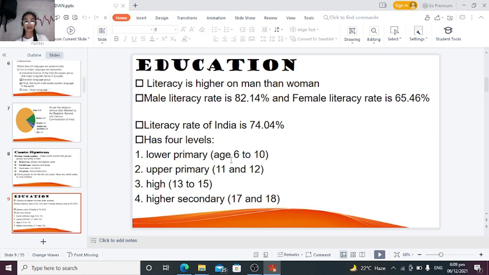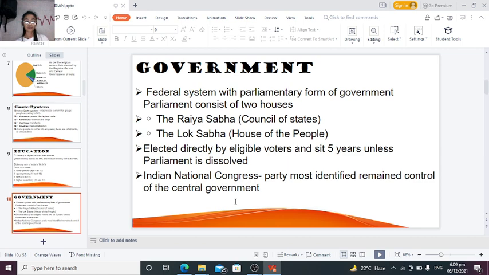The lower primary is ages 6 to 10, while the upper primary is 11 and 12. And the third is the high school, ages 13 to 15, and the higher secondary is 17 and 18.